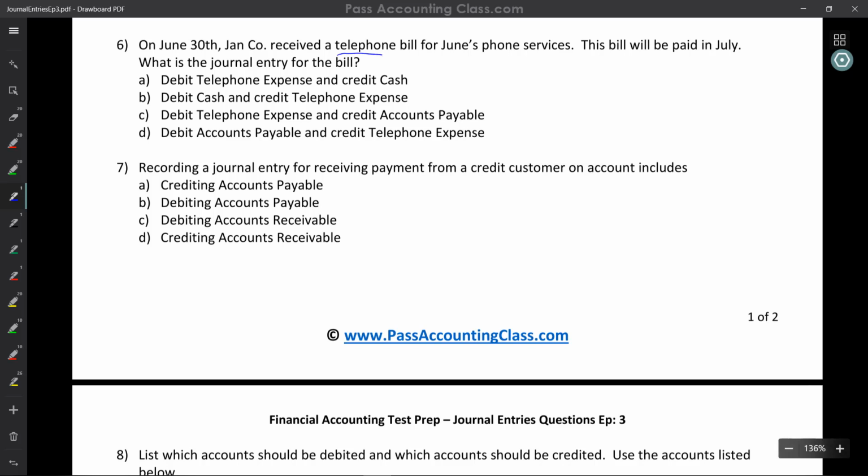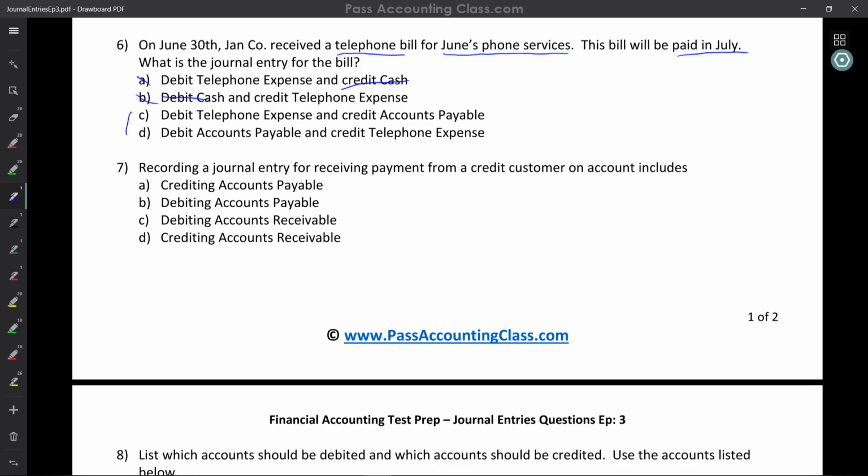So we've got a telephone bill here, and it says that it's for June's phone services, but it's not going to be paid until July. So that means we're going to put it on the books. We're not going to pay it right away. We're going to pay it later, which means we owe the money. And if we owe the money, that means we haven't touched cash. So I'm going to get rid of any transaction that shows cash and debit cash. And so now we're stuck between C and D.